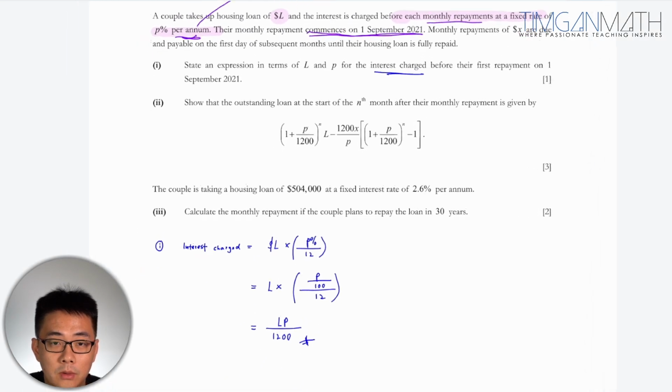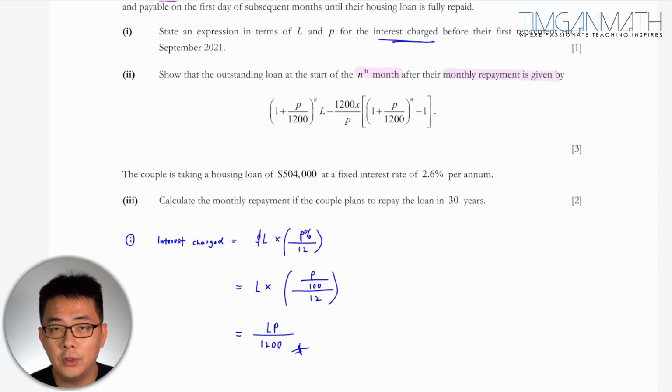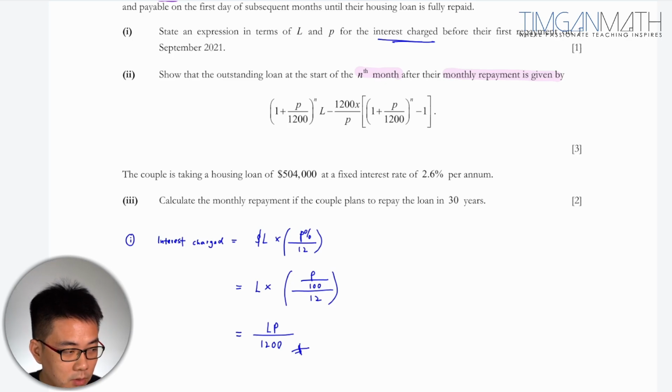So let's look at part 2. Show that the outstanding loan at the start of each month after their monthly repayment is given by this expression here. Now, when it comes to finding a general term, just like in secondary school, what you need is to be able to recognize patterns. When it comes to pattern recognition, I always tell my students that you need to have a system to present your working. And the next thing you need to remember is don't use GC. As far as pattern recognition is concerned, you need a pattern and you don't use your GC to do it. So just remember that.